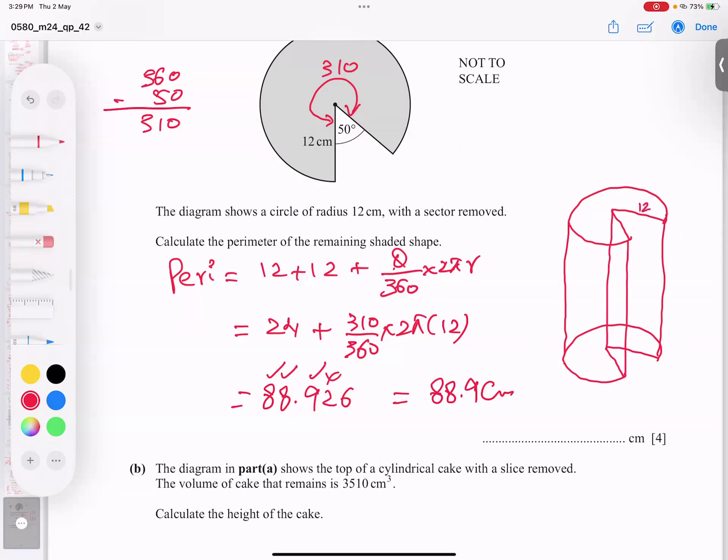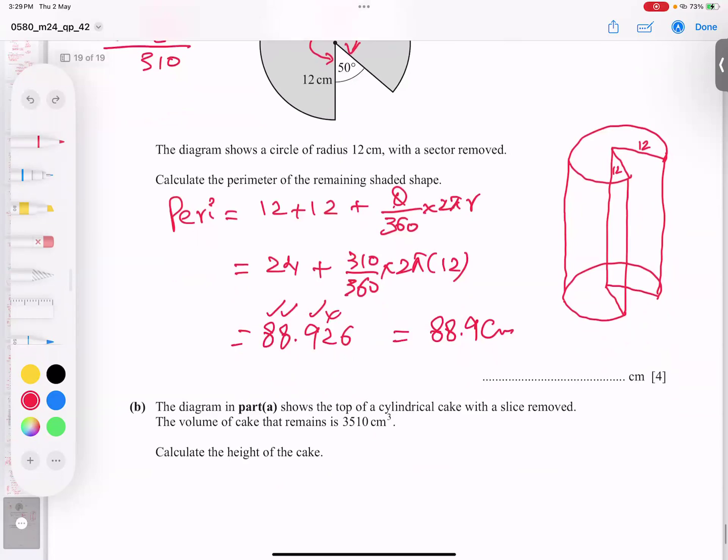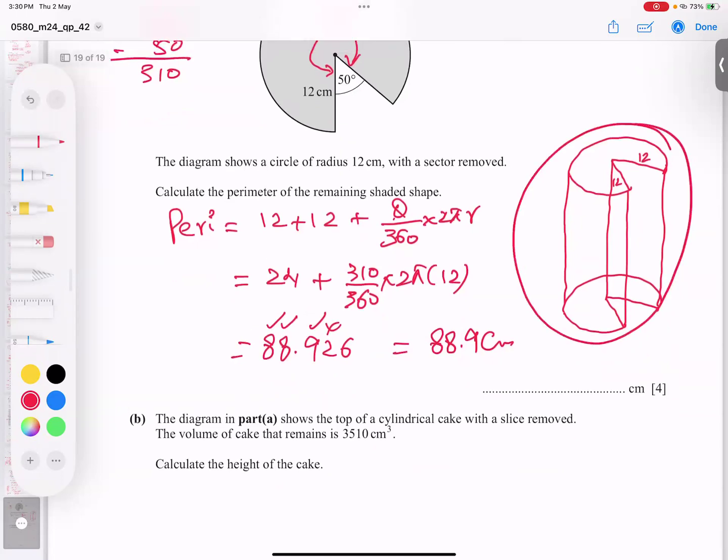There's a 12 radius. Okay. And the question he's asking, this is a cylindrical shape, you see? I repeat, a cylindrical cake. I think now you got it. And the slice is removed from here. Slice is removed. Okay. And he said that the volume of the cake remaining is this. Okay, what is the formula for this? Is it a prism? Yes, this is a prism.